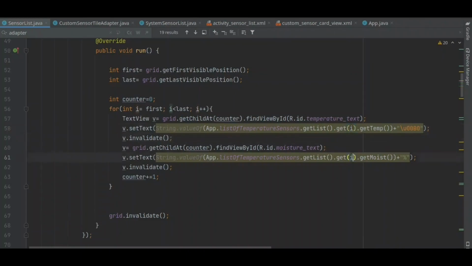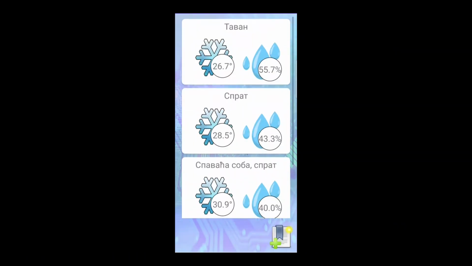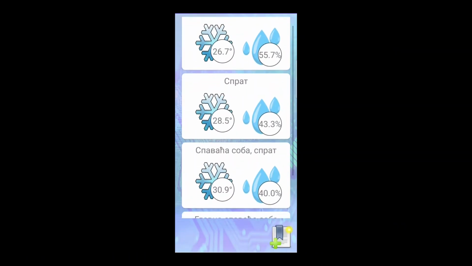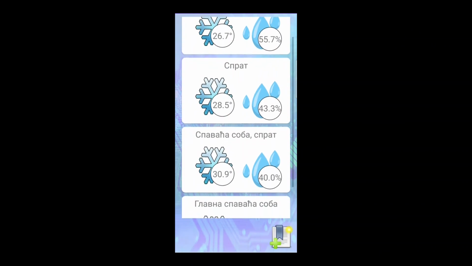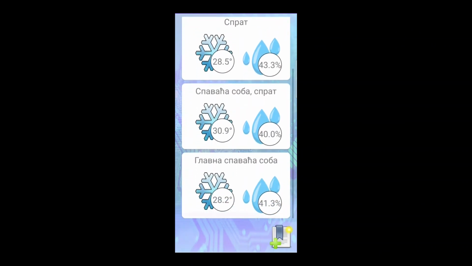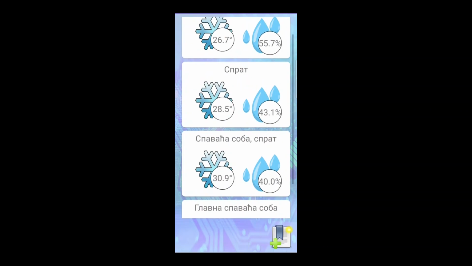And finally, I am going to run this code, and now I'm going to show you my phone in order for you to see how everything works. And now you can see that my scrolling works smoothly, perfectly, and without any problem.